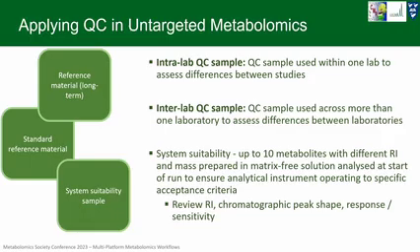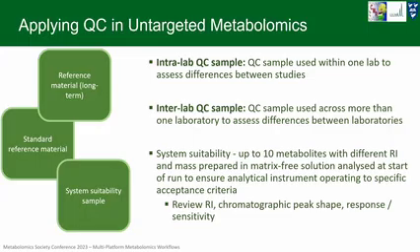So how do we use these samples in untargeted metabolomics? With respect to our standard reference material, you can have an intralab QC sample, and this is a sample that's used within one lab to assess differences between studies. You can also have an interlab QC sample, and this is a sample that we can use across more than one laboratory to assess the different laboratories.